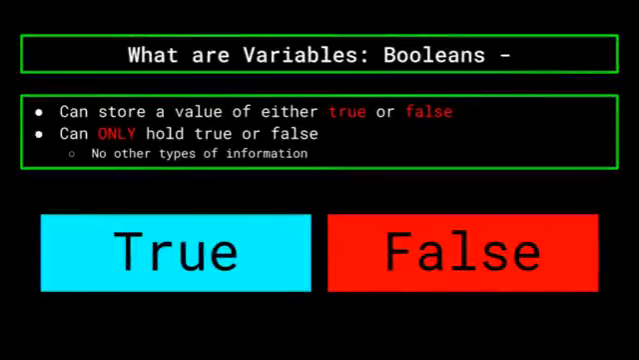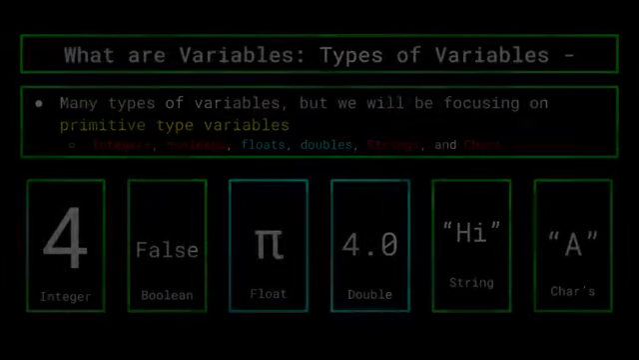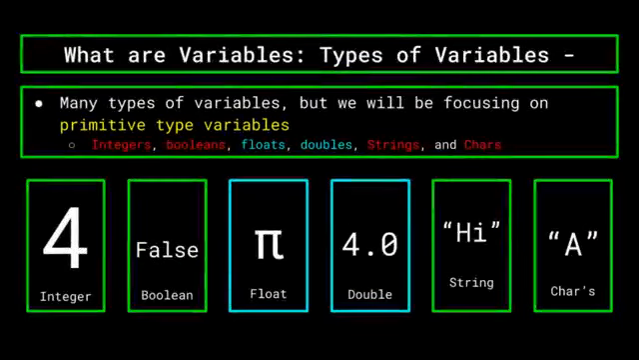Secondly is a boolean. A boolean is a very primitive variable which can store a value of either true or false. Boolean variables can only hold these two values and are extremely useful for conditional statements, which we will cover soon. The next two types of variables are floats and doubles.